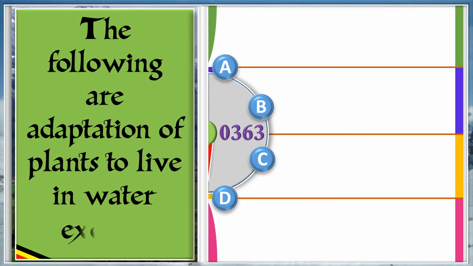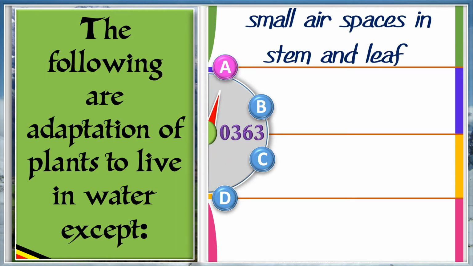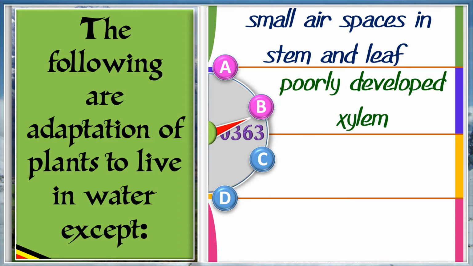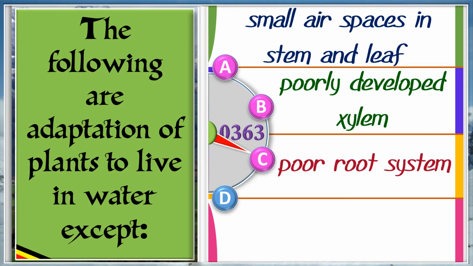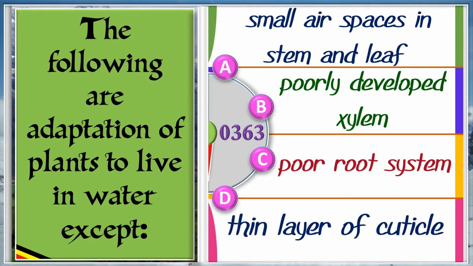The following are adaptations of plants to live in water except A. Small air spaces in stem and leaf. B. Poorly developed xylem. C. Poor root system. D. Thin layer of cuticle. And the answer is small air spaces in stem and leaves.